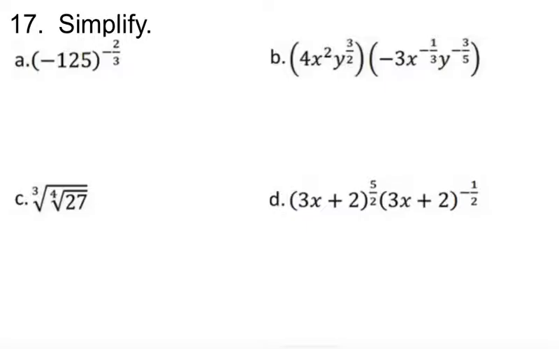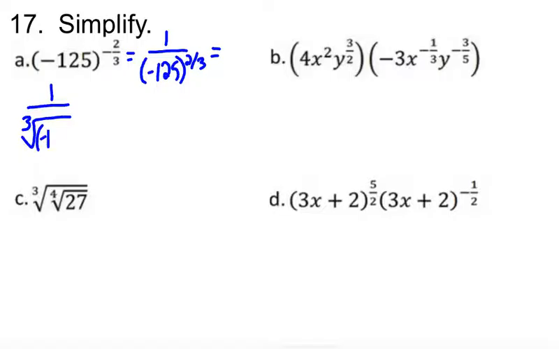So on A, negative 125 to the negative 2/3 power. The first thing I want to do is get rid of that negative exponent. It makes me very uncomfortable. So this is going to be 1 over negative 125 to the 2/3. All right, now most of us cannot do 2/3 power in our head, so let's put this in radical form. The 3 in your denominator, that's your index. So this is going to be 1 over the cube root of negative 125 squared.